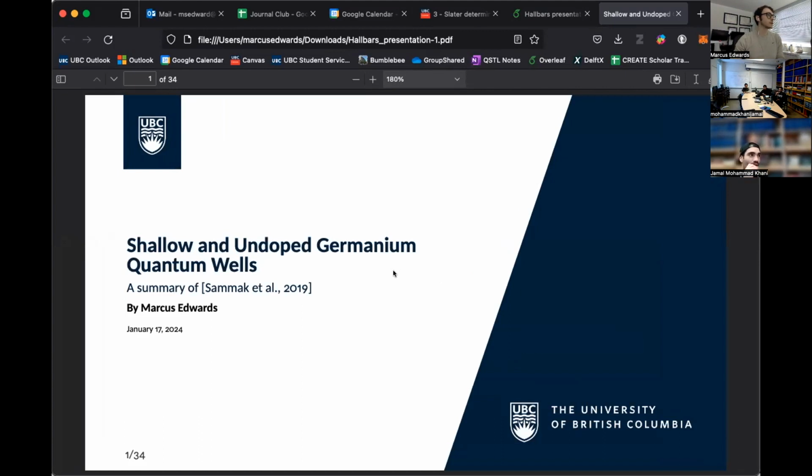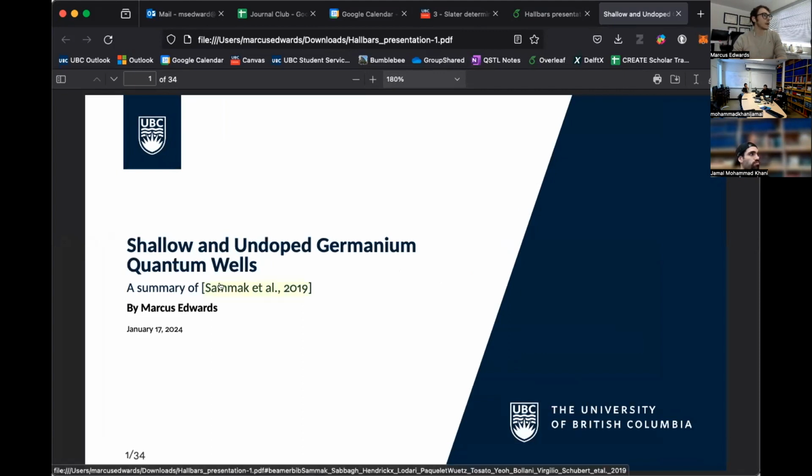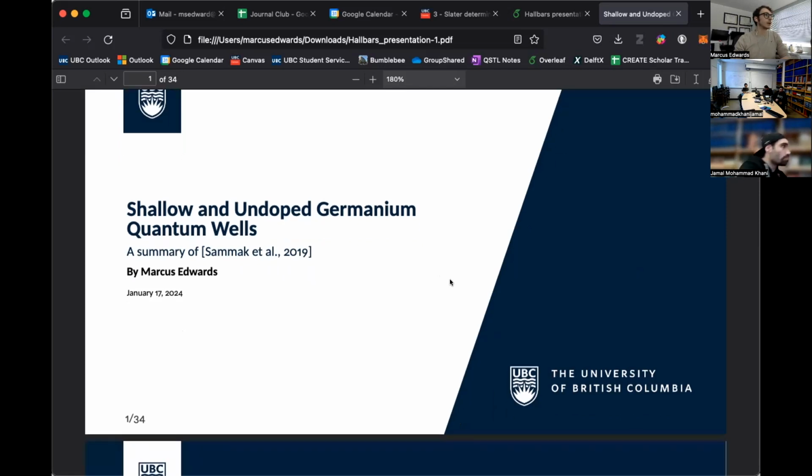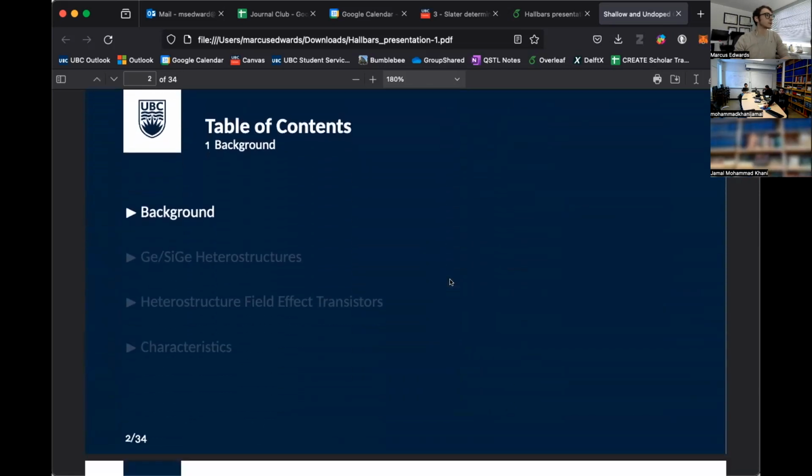So I'm going to tell you guys a little bit about shallow and undoped germanium quantum wells today. In particular, Sammak et al. in 2019 measured a particular material, and this involved a 22 nanometer deep quantum well in a silicon germanium heterostructure. So let me explain a little bit of what that means.